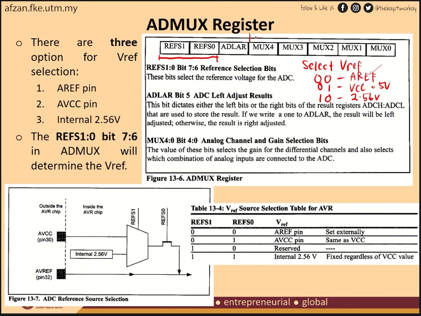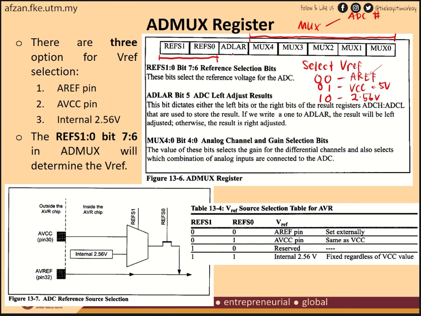And then next are these 5 bits here, starting from bit 0 to bit 4, called MUX. Okay, so this MUX here will determine your ADC channel. Which ADC channel are you going to use? There are 2 types of ADC channel: one is single ended, the other one is differential input. In the next slide we will see what the ADC single ended and the ADC differential input are.